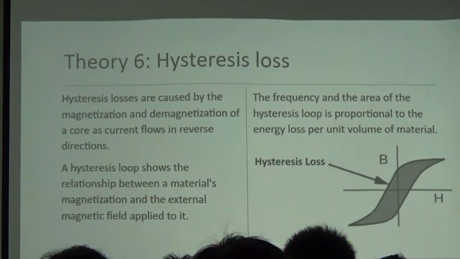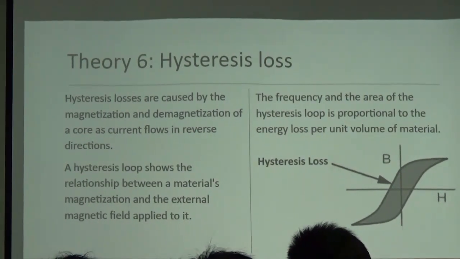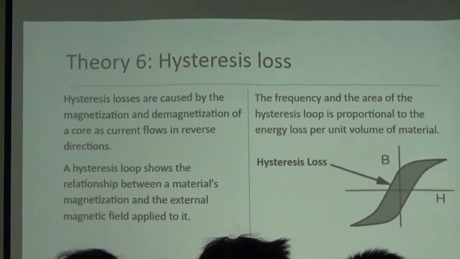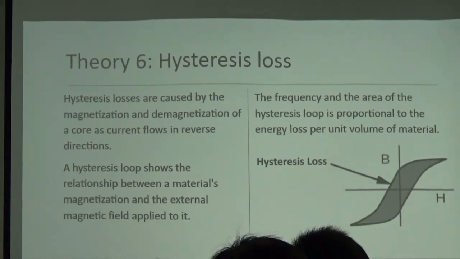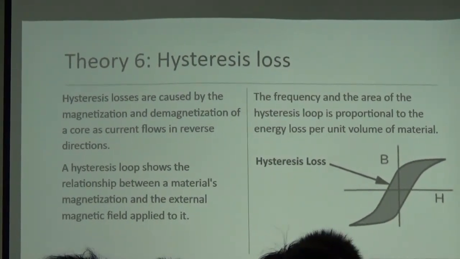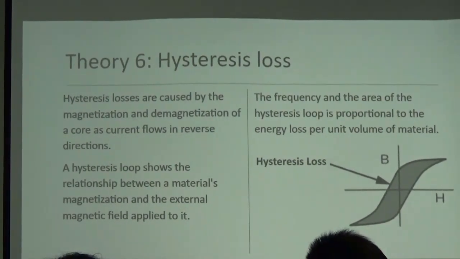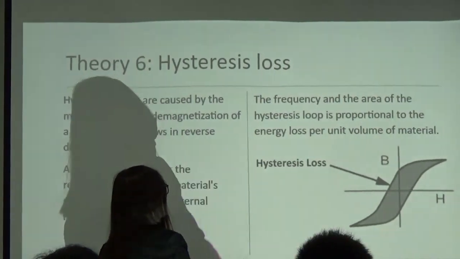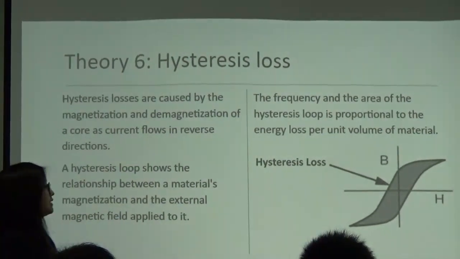The sixth theory is about the hysteresis loss. The hysteresis losses are caused by magnetization and demagnetization of a core as current flows in reverse directions. A hysteresis loop shows the relationship between the material's magnetization and the external magnetic field. The frequency and the area of the hysteresis loop is proportional to the energy loss per unit volume of the material. As you can see right here in the picture, for the x-axis is H and for the y-axis we have B. And the area inside the loop is proportional to the hysteresis loss.